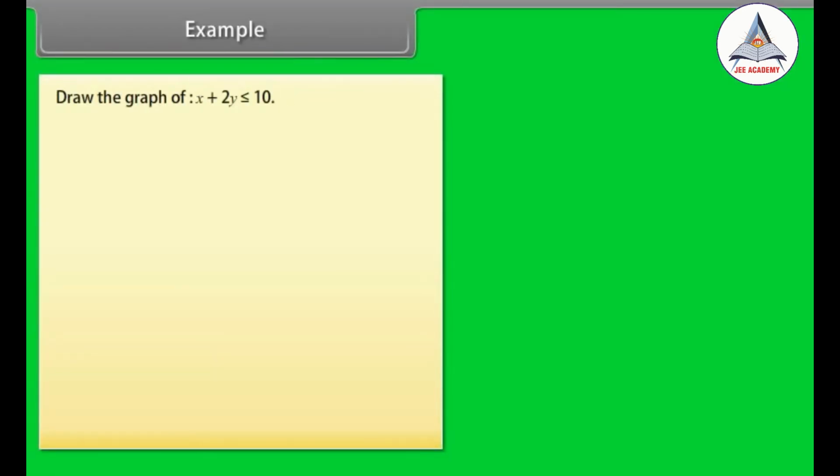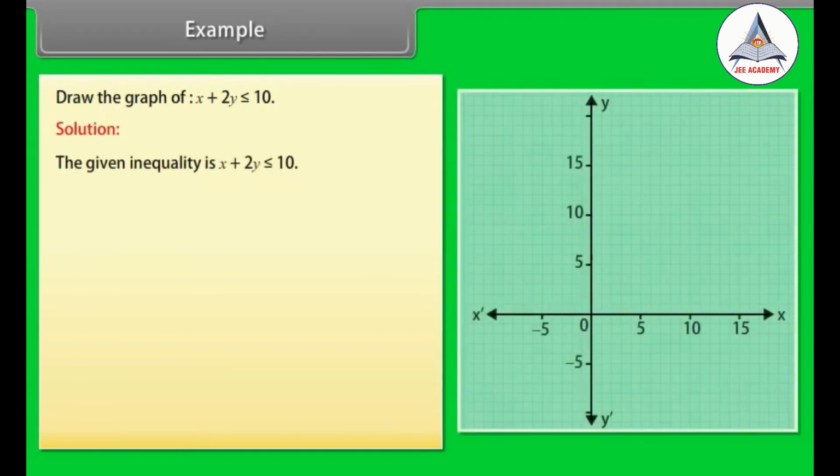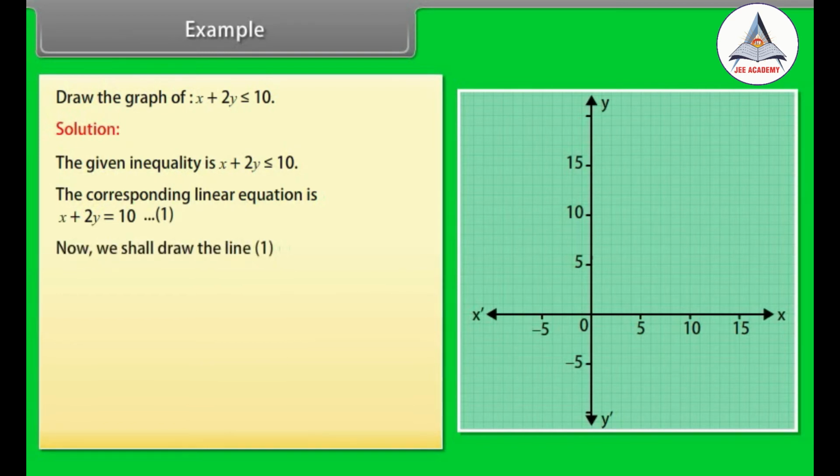Example: draw the graph of x plus 2y less than or equal to 10. Solution: the given inequality is x plus 2y less than or equal to 10. The corresponding linear equation is x plus 2y is equal to 10. Name it as line 1. Now we shall draw line 1.